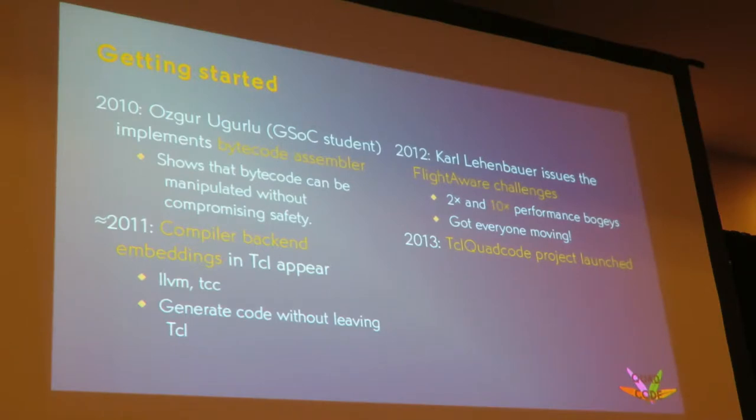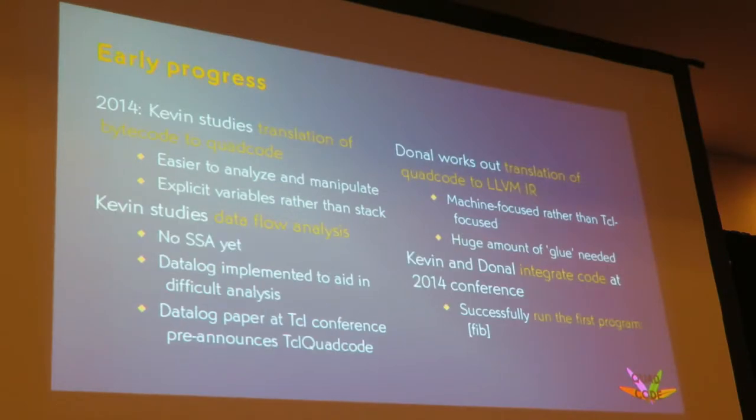And at the same time, Carl, thanks Carl, issued the FlightAware challenges, where he had a nice little bonus for speeding up Tcl by a factor of 2, and a rather handsome bonus for speeding it up by a factor of 10. It turns out that Donald and I both have conflicts of interest, and if we actually achieve this, we can't accept it. It's a nice motivator in the community anyway. It brings up the community's level of interest. And so then, around 2013, we launched the Quadcode project.